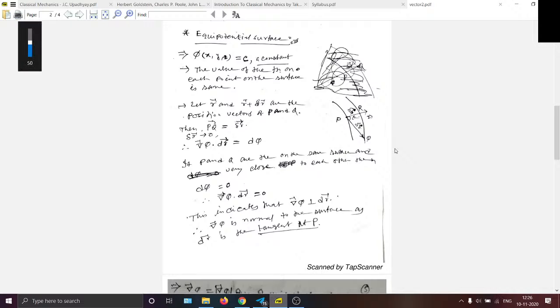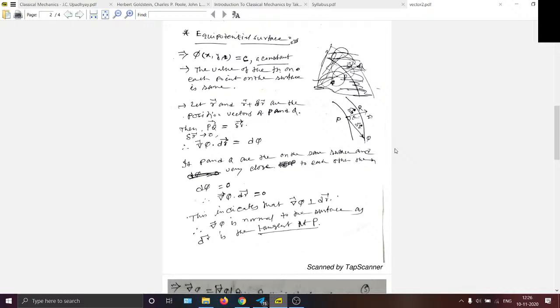And see, if you look into this figure, you find that delta r is approaching towards the tangent of the surface phi at point P. If P and Q are on the same surface, then delta phi is equal to 0 because they are on the same surface. So phi will not change on the equipotential surface. That's the definition of an equipotential surface. That means grad phi dot dr is equal to 0.